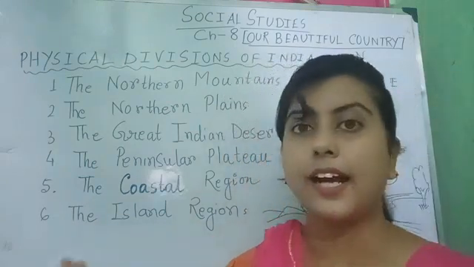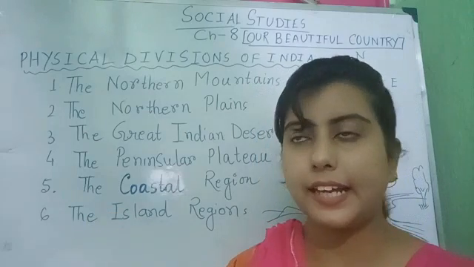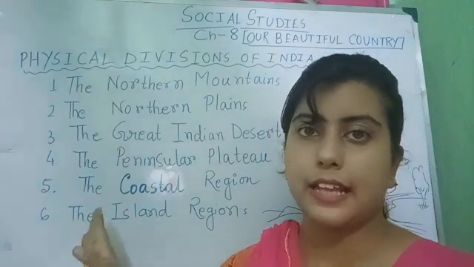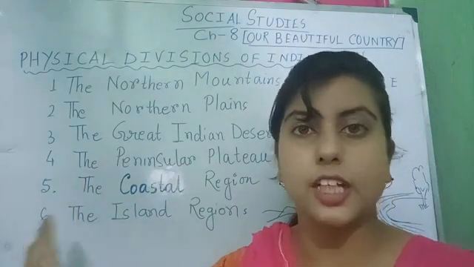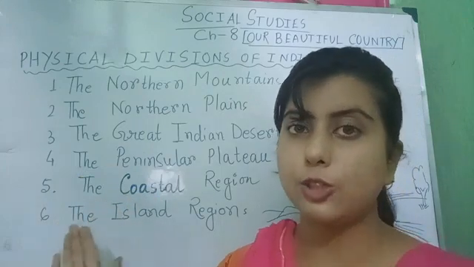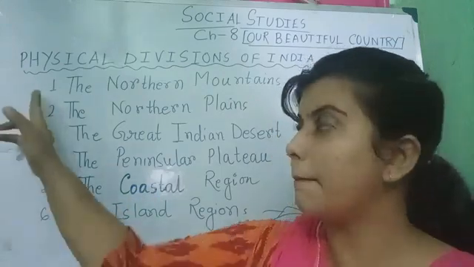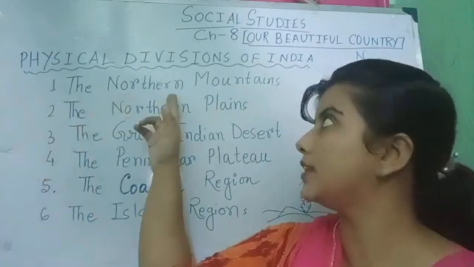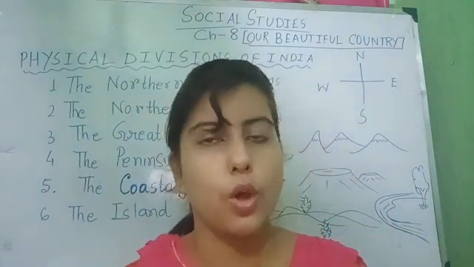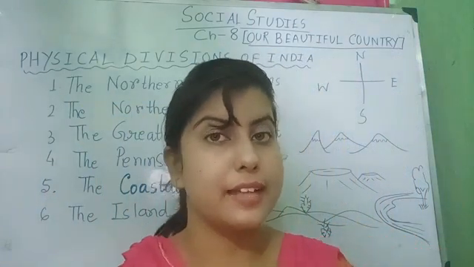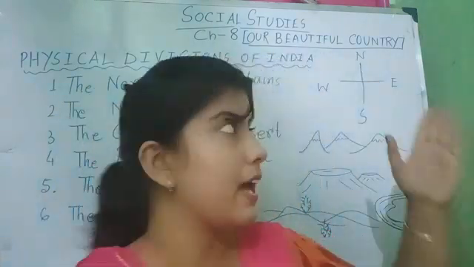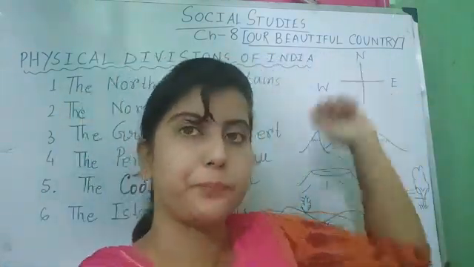Our country India is divided physically into 6 divisions. There are 6 physical divisions of our country. Let's look at them. Number 1, the northern mountains. From the very name, you can understand that these mountains are situated in the north.